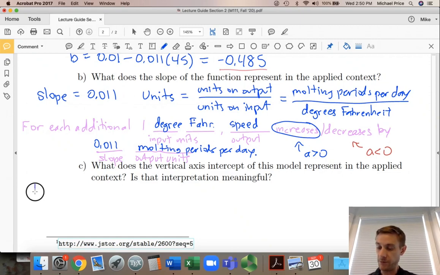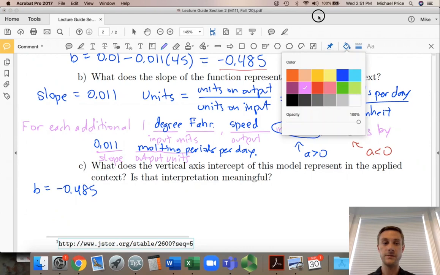Well, as a reminder, b is our vertical axis intercept. So whatever b is tells us where this graph is going to hit our vertical axis. So here it's at negative 0.485. All right. So let's pick another little Mad Lib kind of sentence to go along with this.